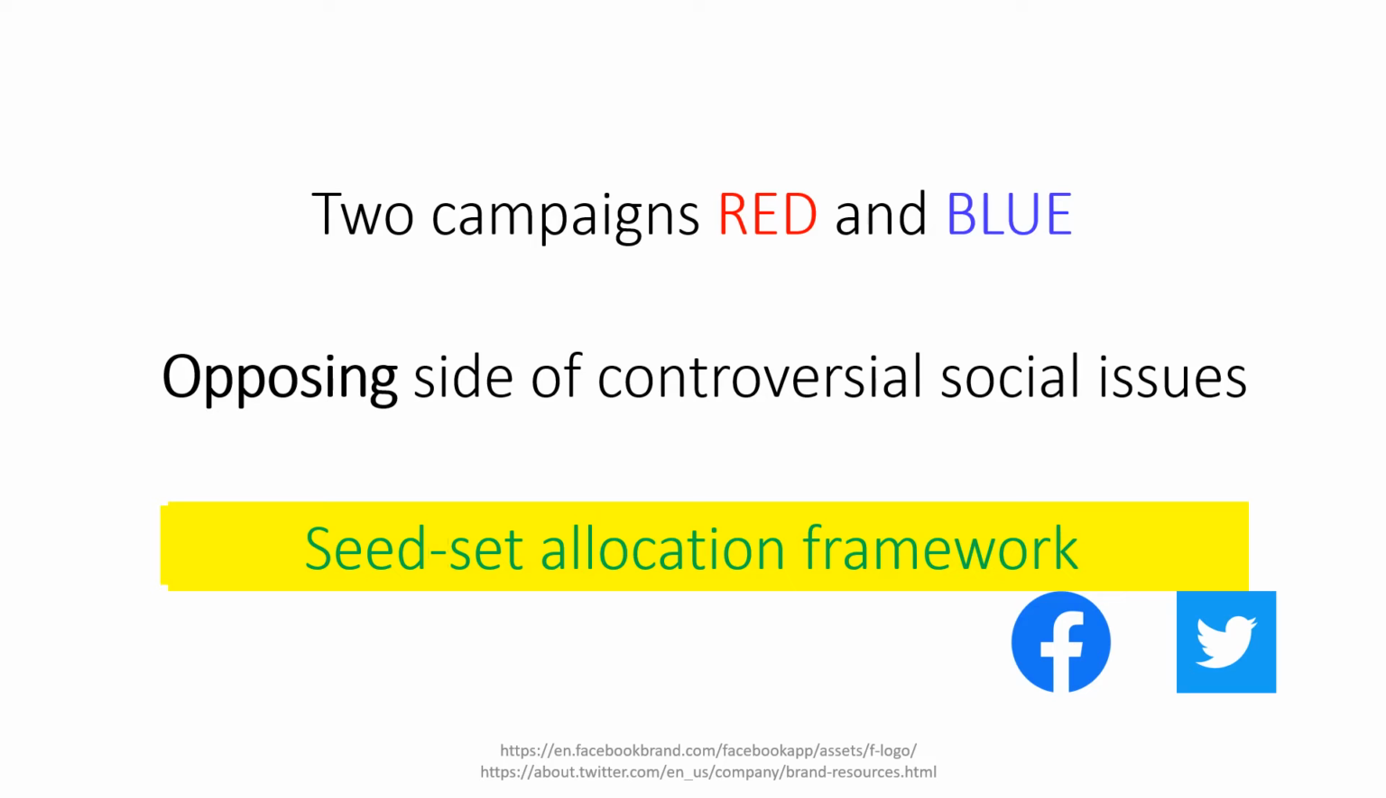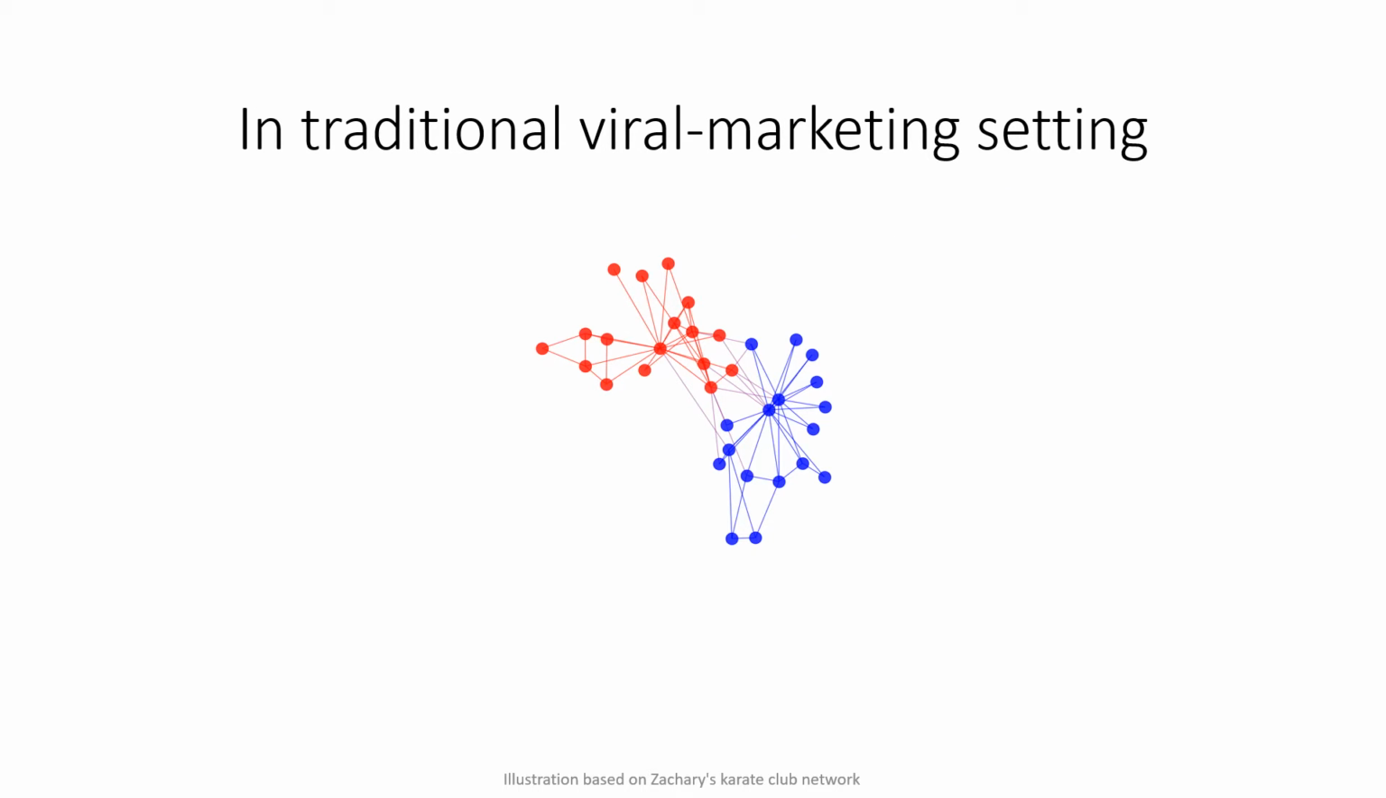And our goal is to design a seed node allocation framework from the host side, also for the social good list. In the traditional viral marketing setting, the goal is to reach out to the maximum number of users of each side. The most influential seed nodes for each side will be picked. When applied in societal settings, this framework leads to biased campaigning and reinforces the echo chambers. Like this example, few users are exposed to information from both sides. Such phenomena should be mitigated.